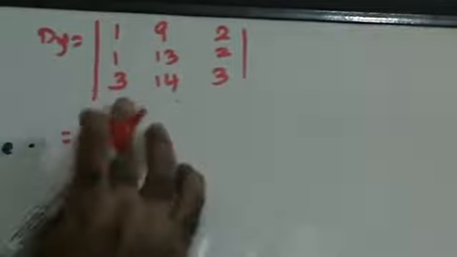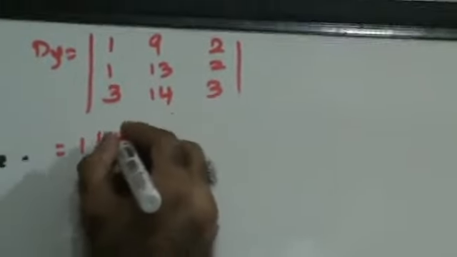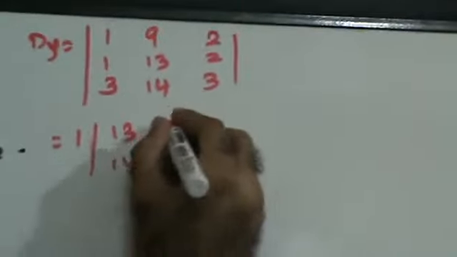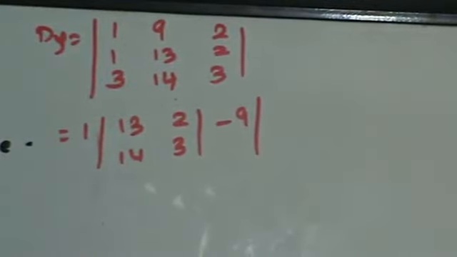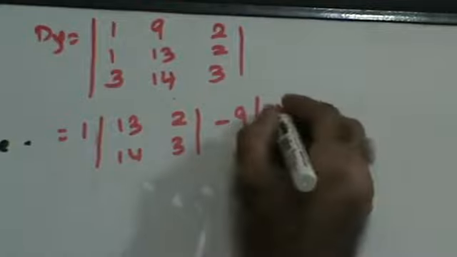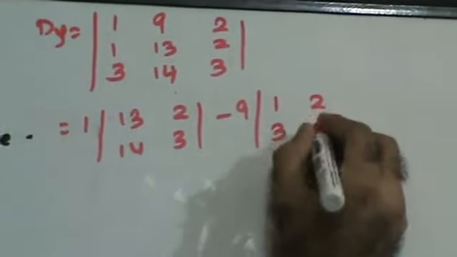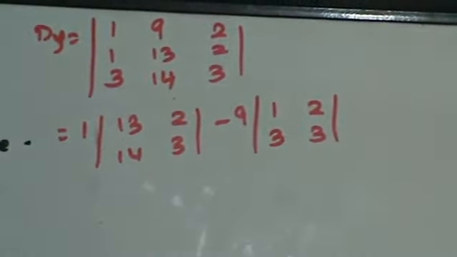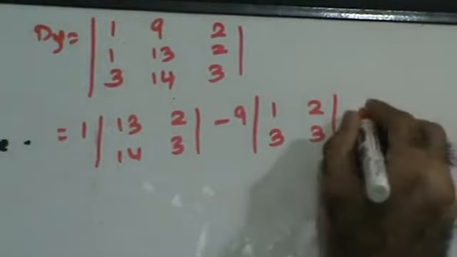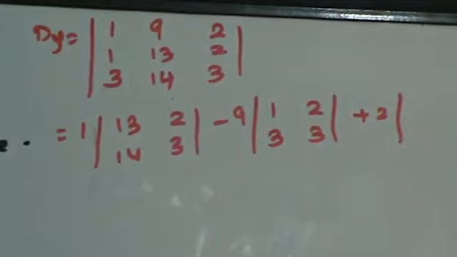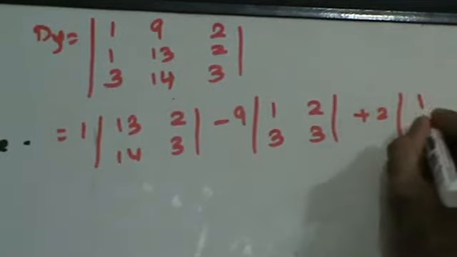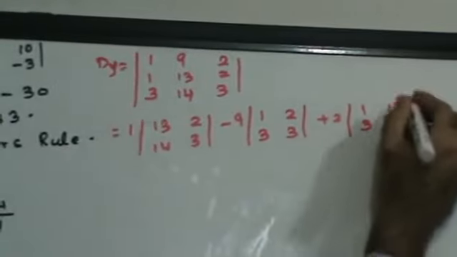So this is going to be 1. Now, if I take the first element of the first row, this is 13, 14, 2, 3, minus 9. Second element of the first row. So in that case, you will have 1, 3, 2, 3. I cannot take the first row and the second column, plus 2. Third element of the first row. I cannot take the first row and the third column. So this is 1, 3, 13, 14.